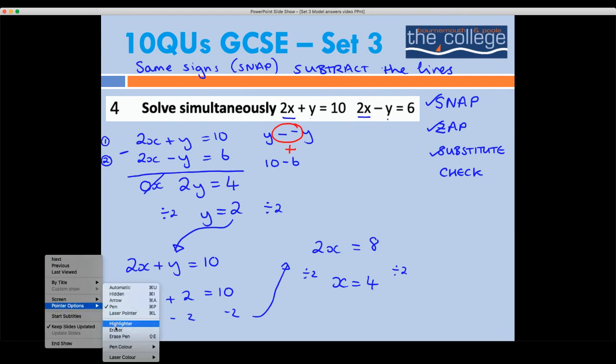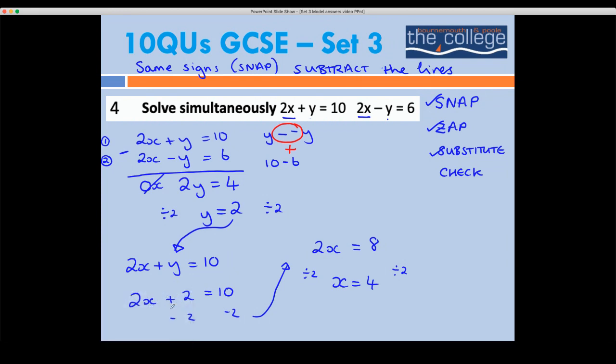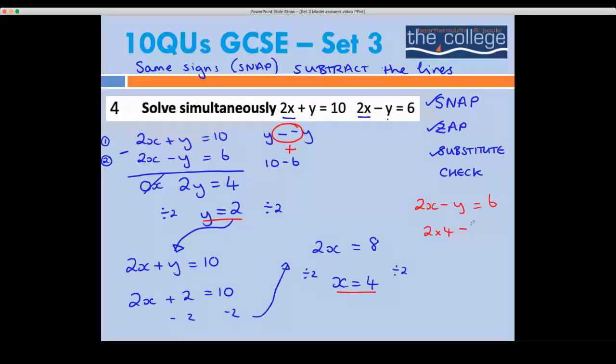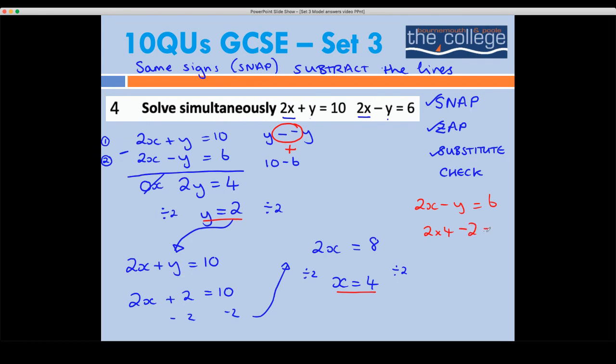So I'm going to go for another pen colour. Right, so we're going to use the second equation, 2x minus y equals 6. So that 4 is going to go in, and this y equals 2 is going to go in. So I've got 2 times 4, and then the y is worth 2, take away 2 equals 6.